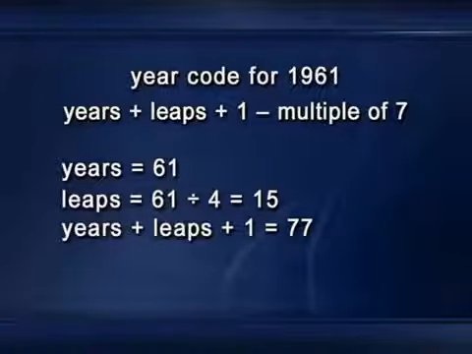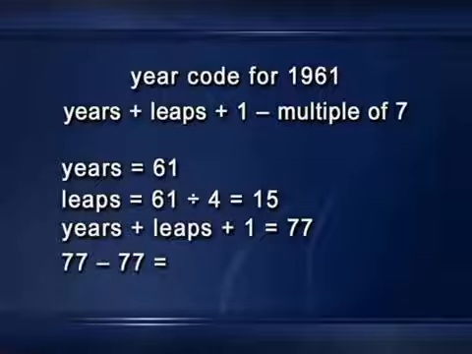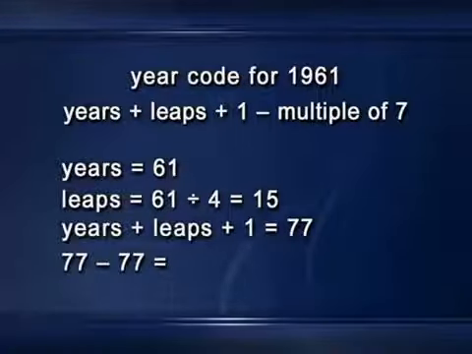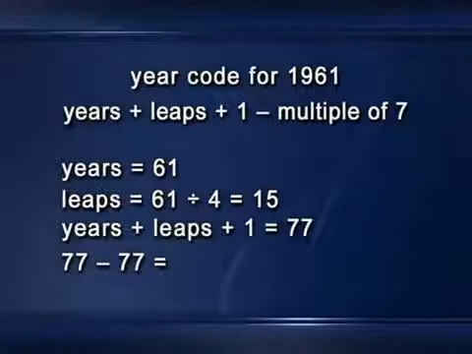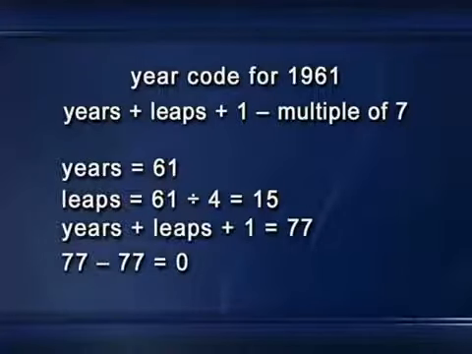With that 77, what do we do? Subtract the biggest multiple of 7 to give you 77. 77 minus 77 is 0, so the year code for 1961 is 0. By the way, when I perform the birthday calculations, I always ask for the year first, since this is the hardest part of the calculation. I won't even ask for the month until I've figured out the year code.